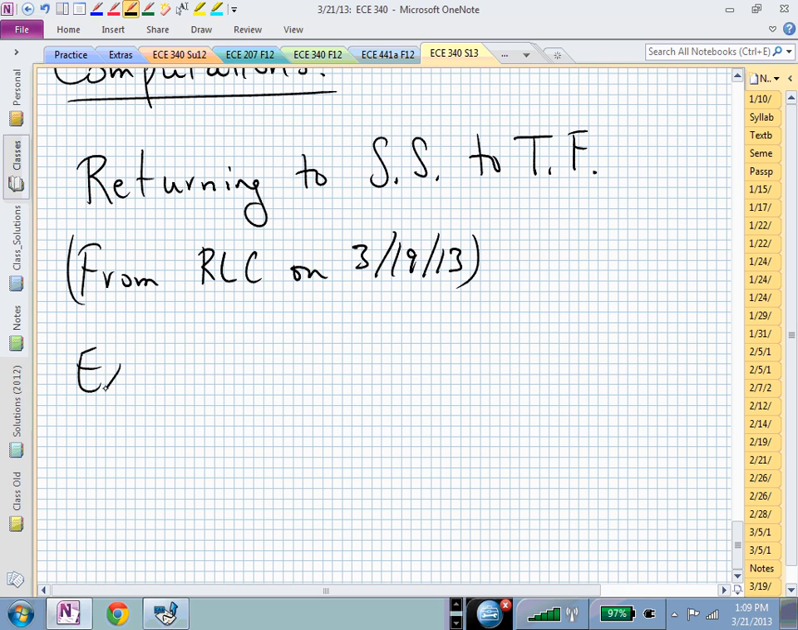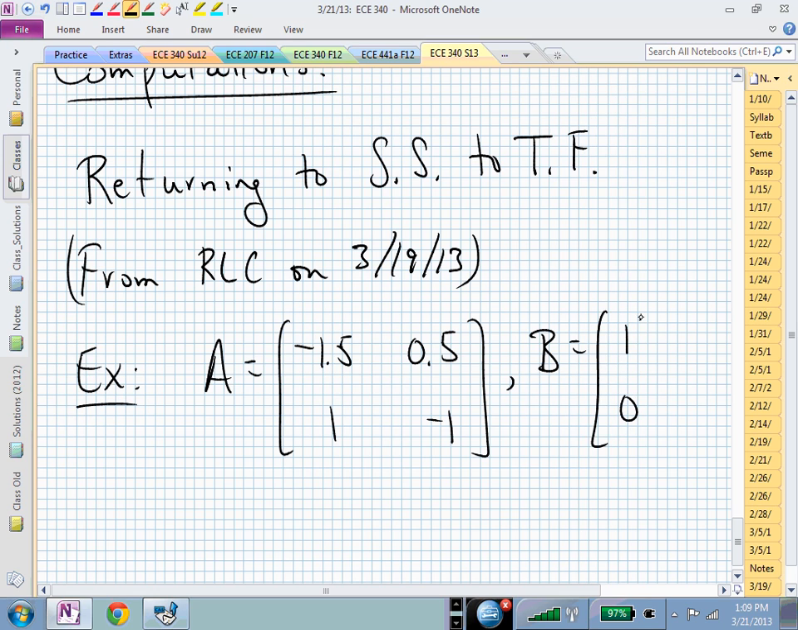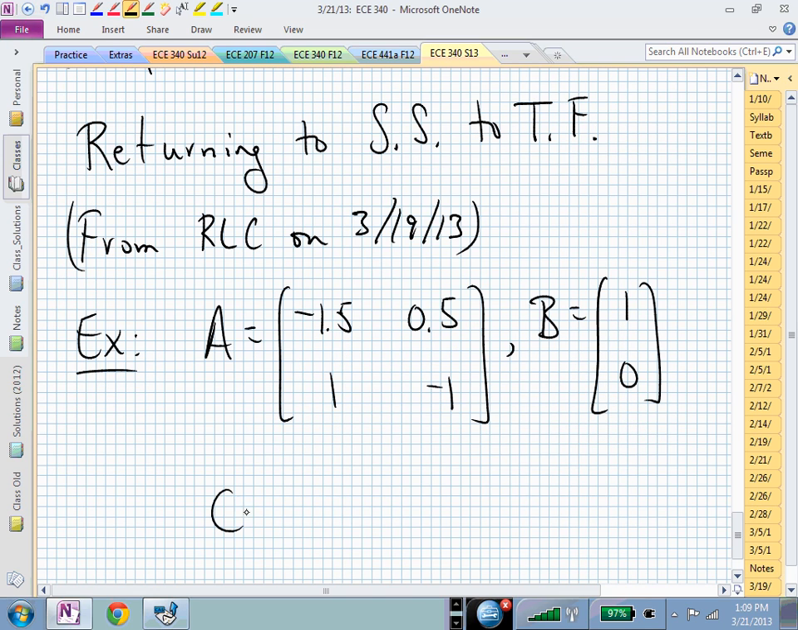In this example, our A matrix was minus 1.5, 1/2, 1, minus 1. Our input matrix was 1, 0. Our output matrix was minus 1, 0. And our D matrix was 1. We only picked one output in this particular example. And that was this cascaded combination of two RC networks.